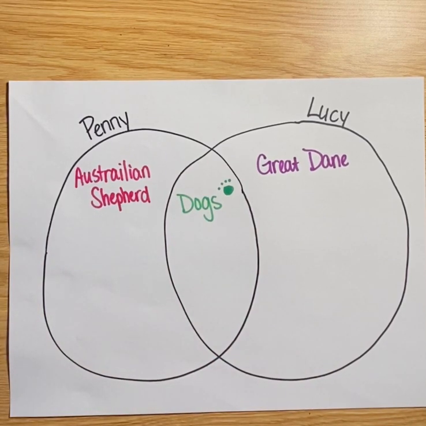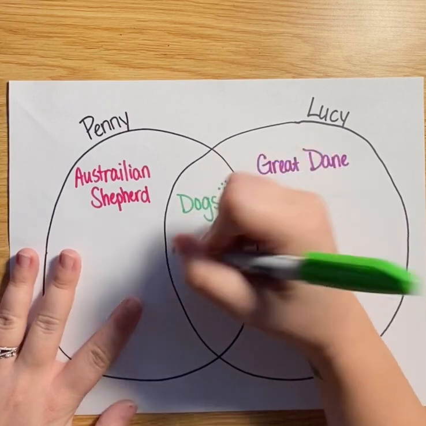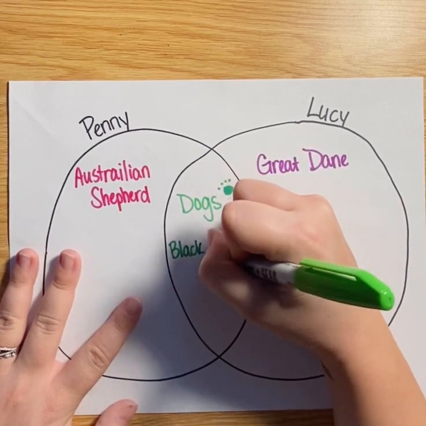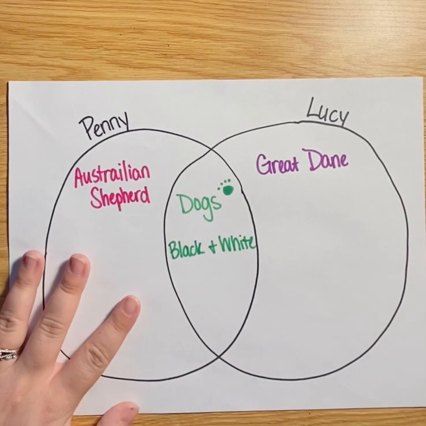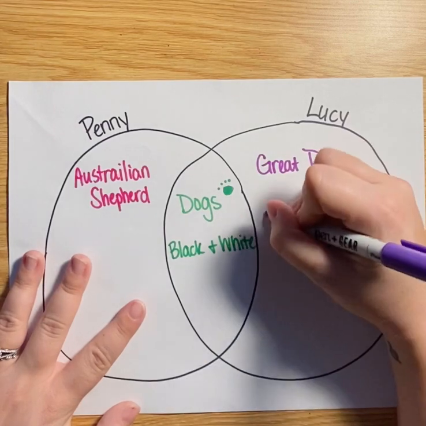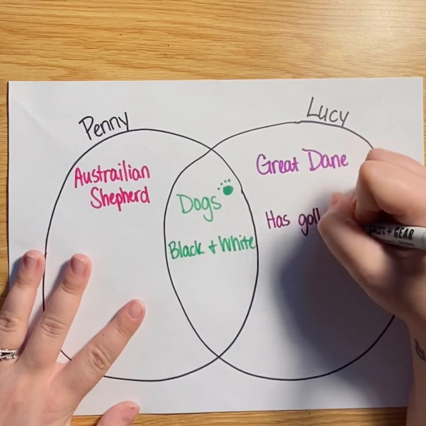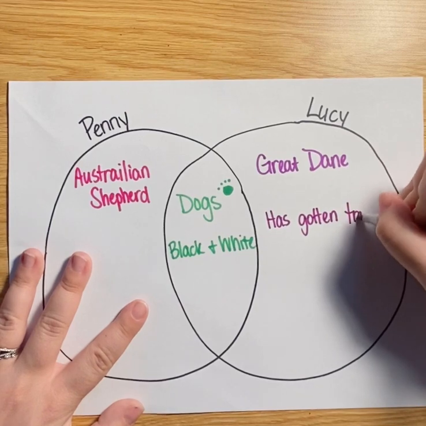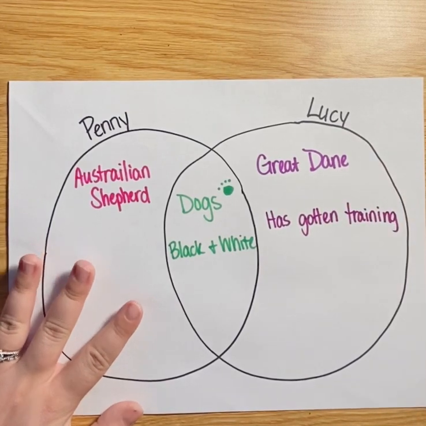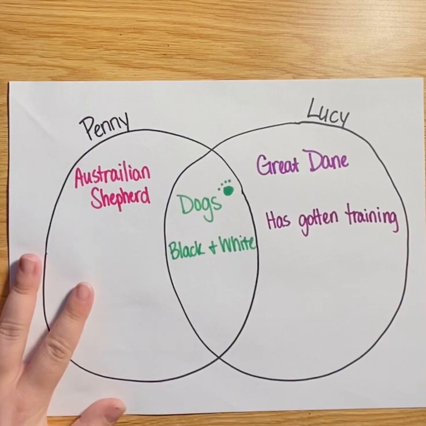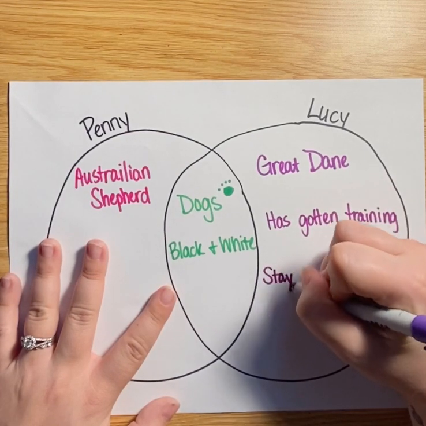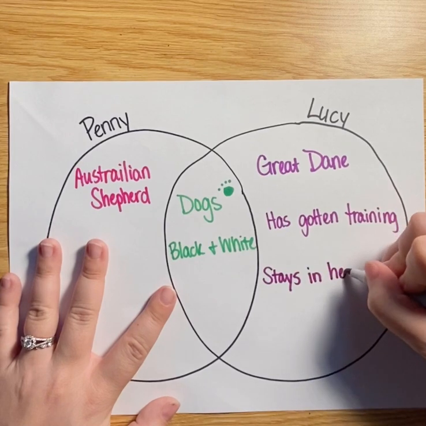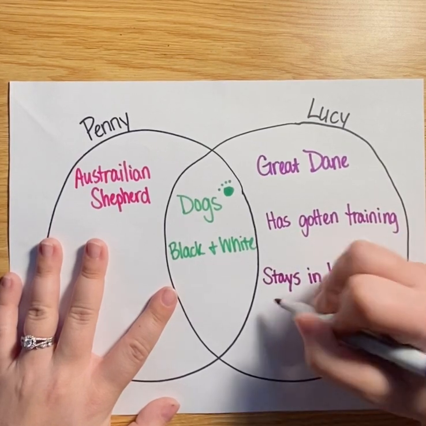Okay? Let's see, what else do they have in common? They are both black and white. Okay? Something about Lucy. She's gotten that training, right? We've talked about her training. Has gotten training. And let's see, what else can we say about Lucy? We'll come back to Lucy in a second. Oh, we'll say that Lucy stays in her crate during the day.